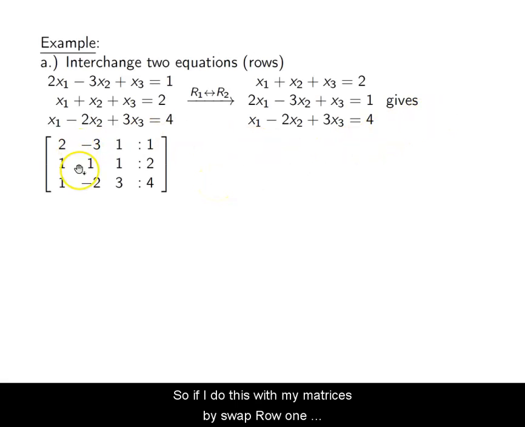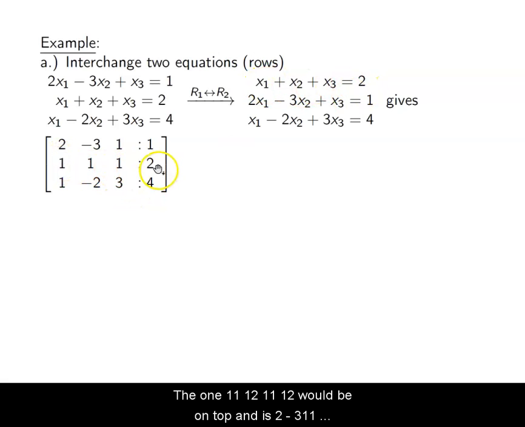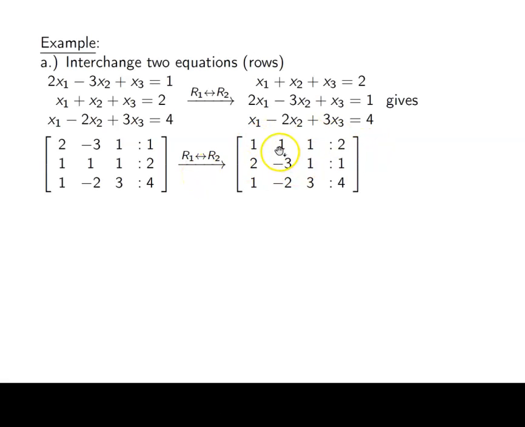So if I do this with my matrices, if I swap row 1 and row 2, the first two, instead of 2, negative 3, 1, 1, I would write this: 1, 1, 1, 2 would be on top, and 2, negative 3, 1, 1 would be in the middle now. So swapping rows 1 and 2 is this.